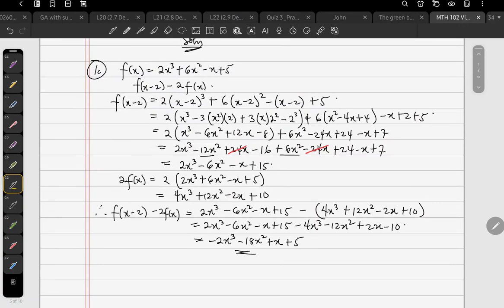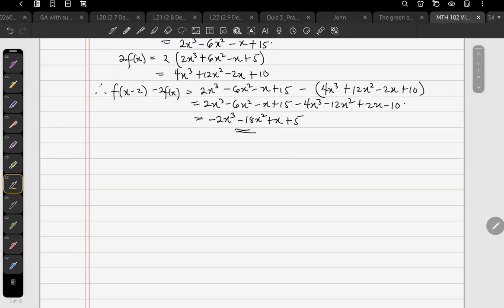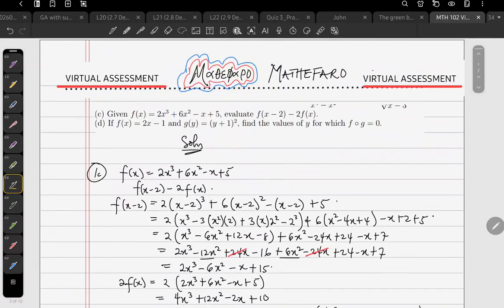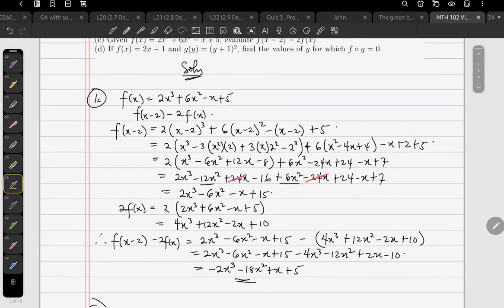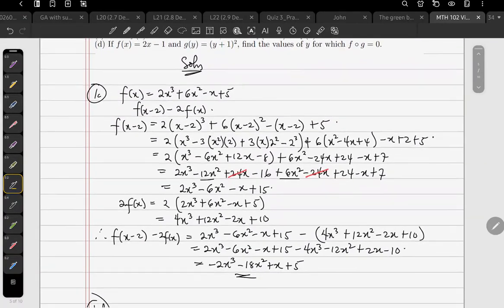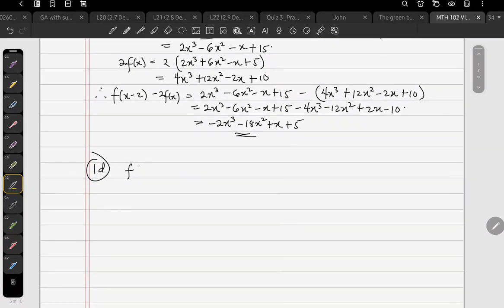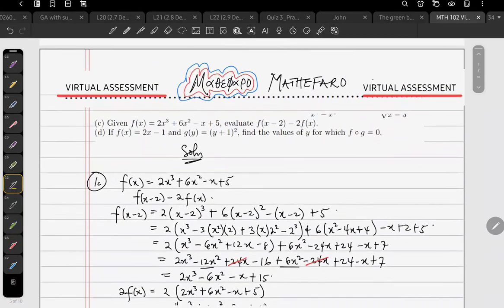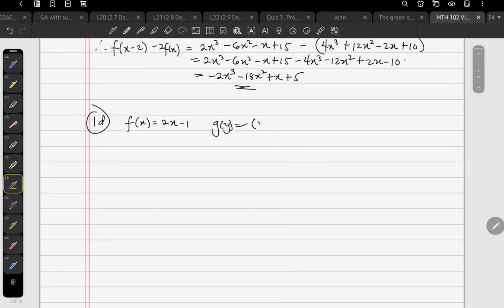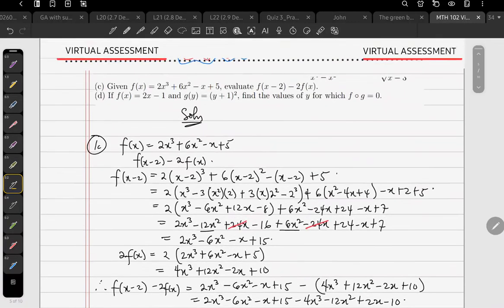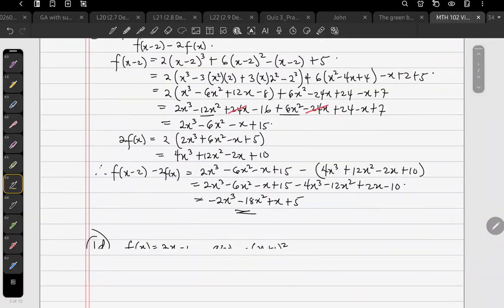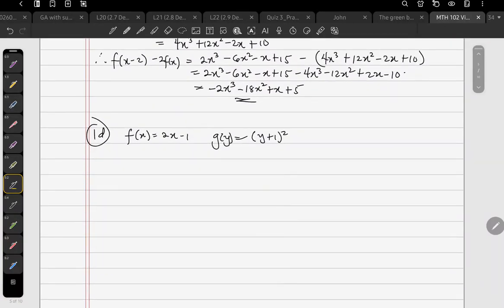Nothing more, nothing else. So 1D, the question says f of x is equal to 2x minus 1 and g of y to be equal to y plus 1 squared. So the question says find the value of y for which f of g is equal to 0. So this is composition, f of g equals to 0.